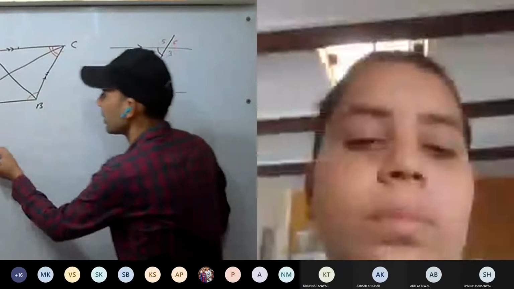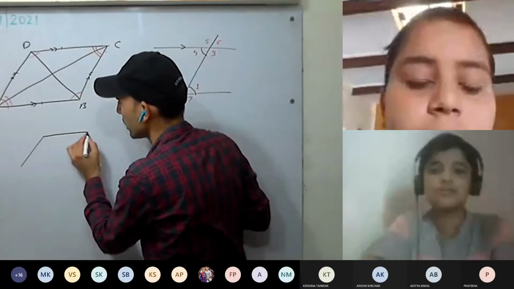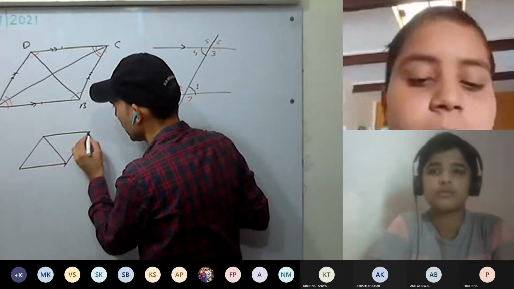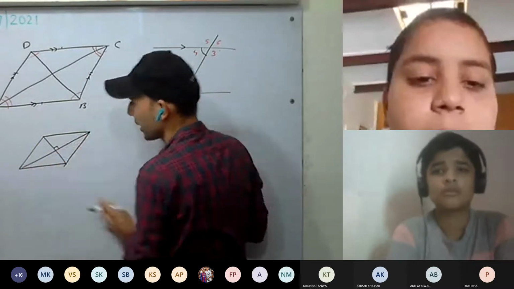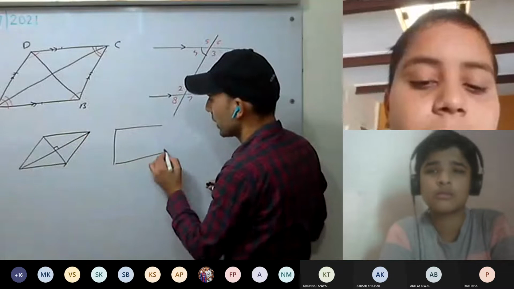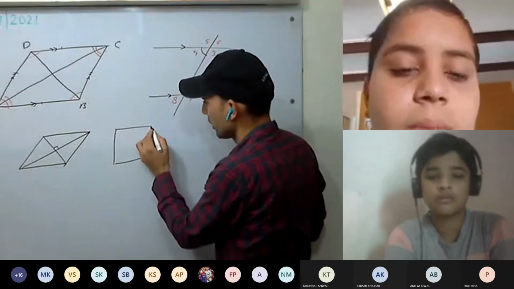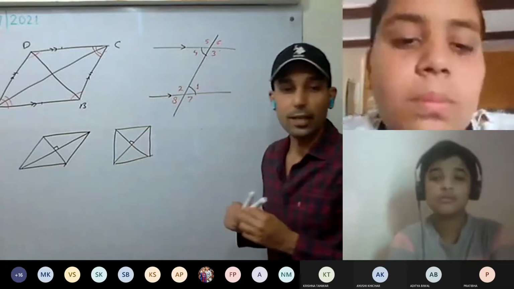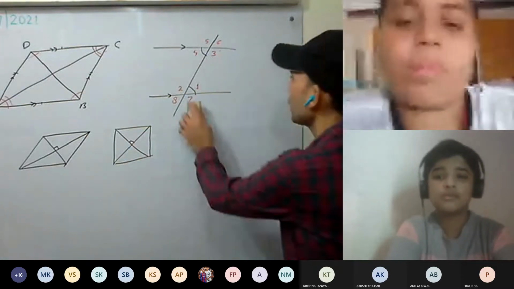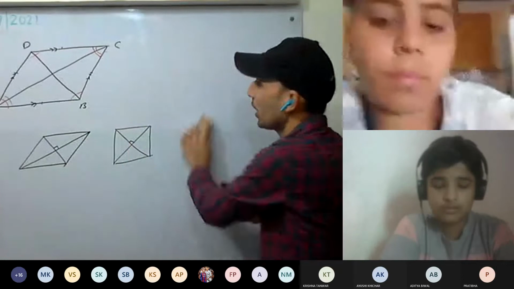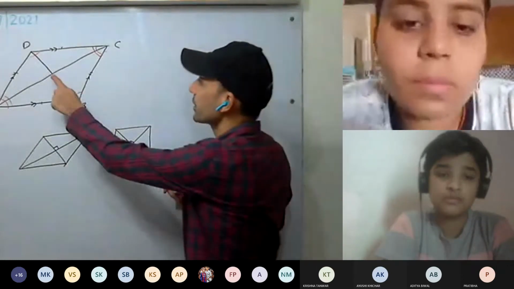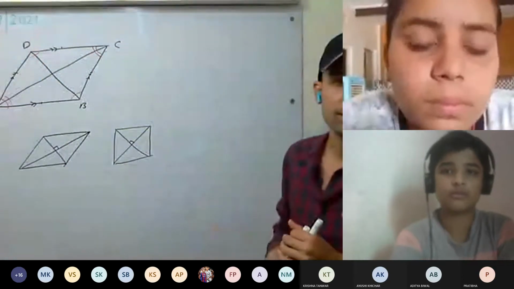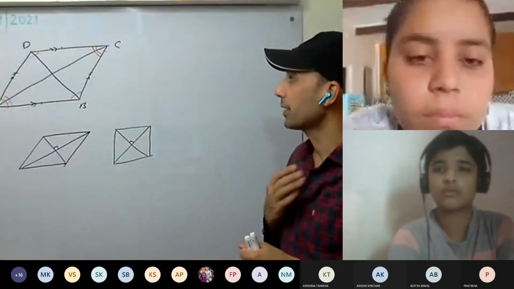Okay. Rhombus and square, they meet at 90 degrees, and square as well. The diagonals meet at 90 degrees. Okay. Now see here, in this parallelogram, do the diagonals bisect the angles in a parallelogram?